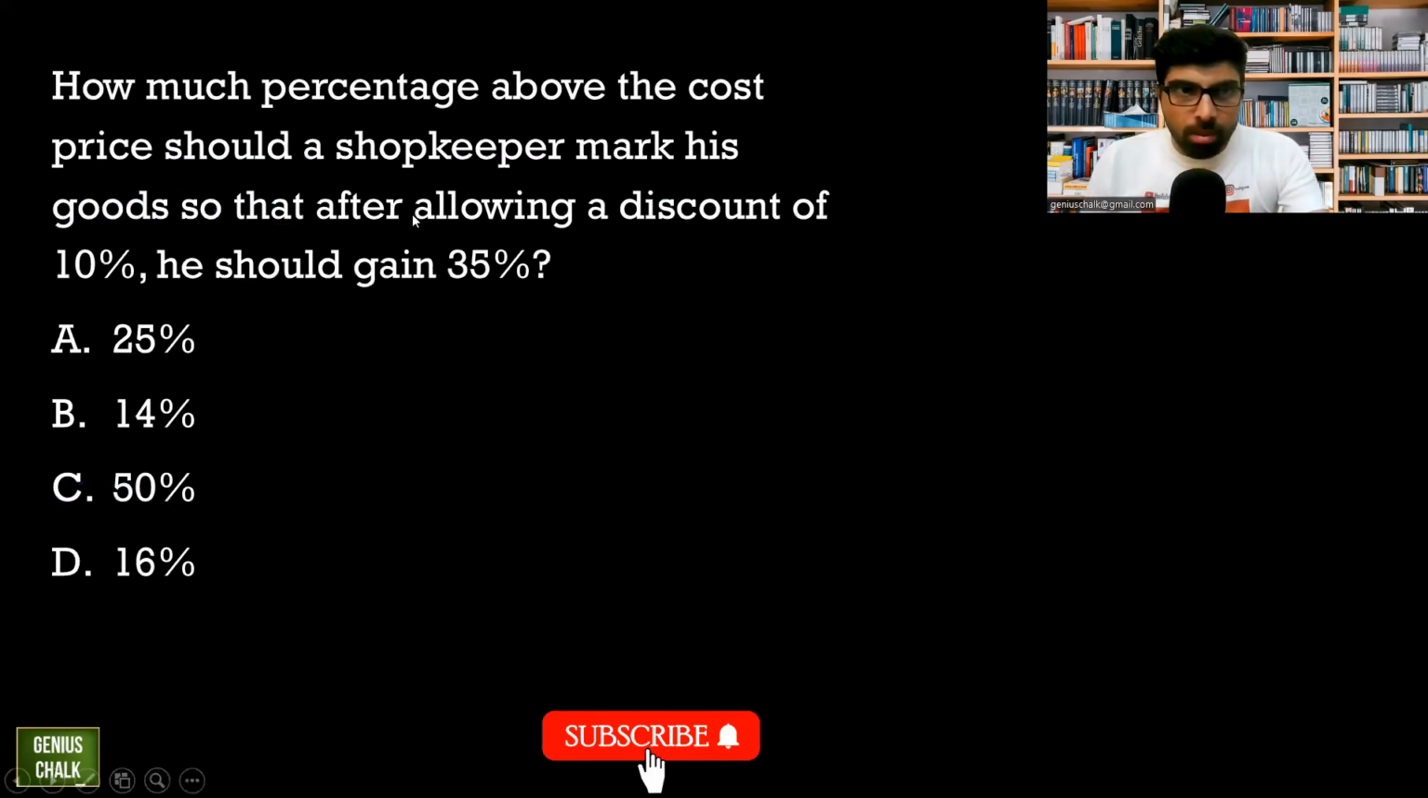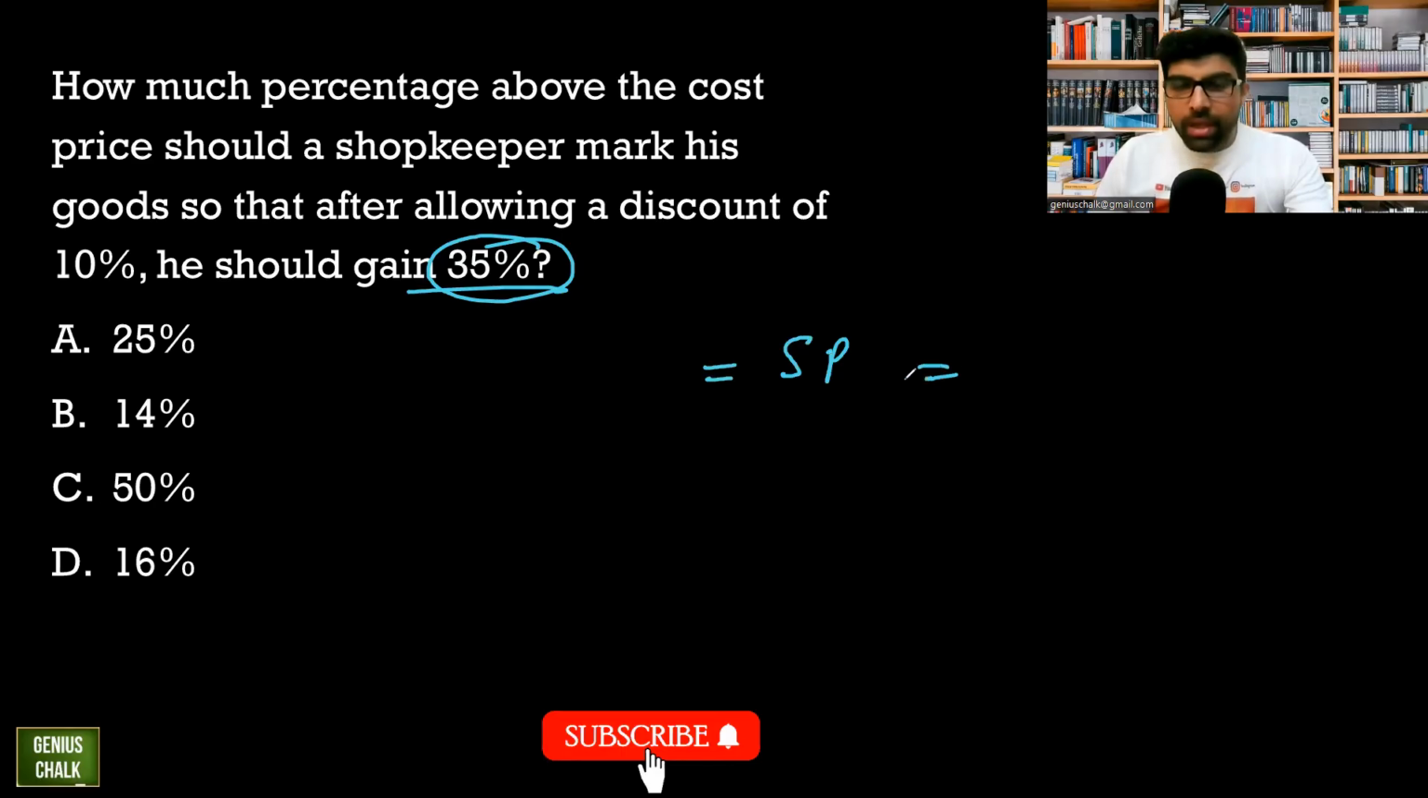How much percentage above the cost price should a shopkeeper mark his goods so that after allowing a discount of 10%, he should gain 35%? Remember the method: there is something called selling price. Selling price is the main link between cost price and mark price. If you know that link, it's very, very easy to solve.